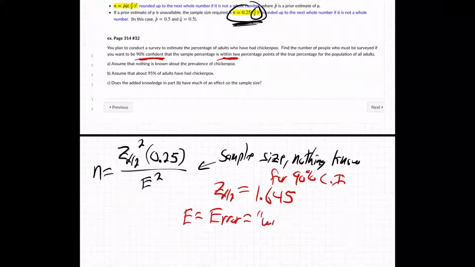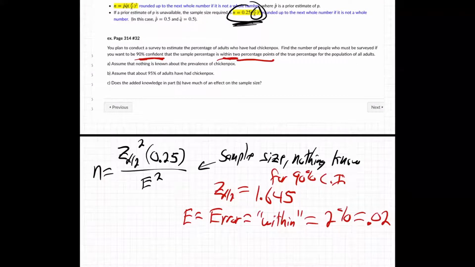The way you can tell is look for the word within. It's right here. 2 percentage points. 2%, which is decimal 0.02. So look for the word within, because that's how people speak of error, right? They say, I want to be able to estimate that within 2%. That means give or take 2%. Error, 2%. When the words say within, that always signals, oh, that's the error right there.